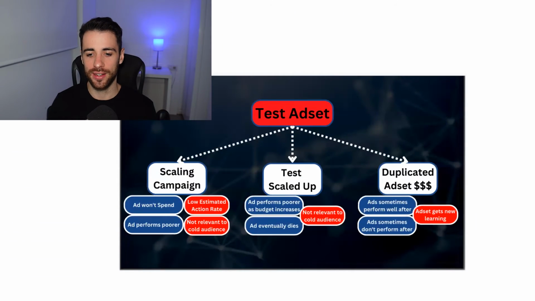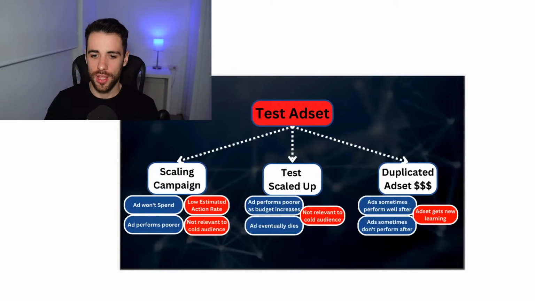And that's the same problem that happens with testing in ABO campaigns, because anytime you want to move an ad to the scaling campaign, you're always going to be taking it from the ABO ad set where the learning is, and moving it somewhere else, and it has to go and learn again. You don't retain that learning at the ad set level as you would if you were doing it inside a CBO campaign.